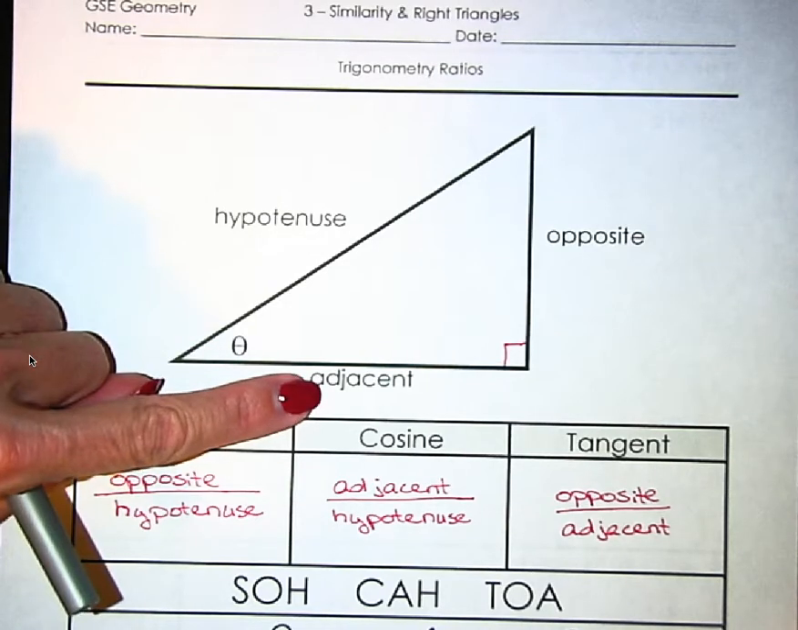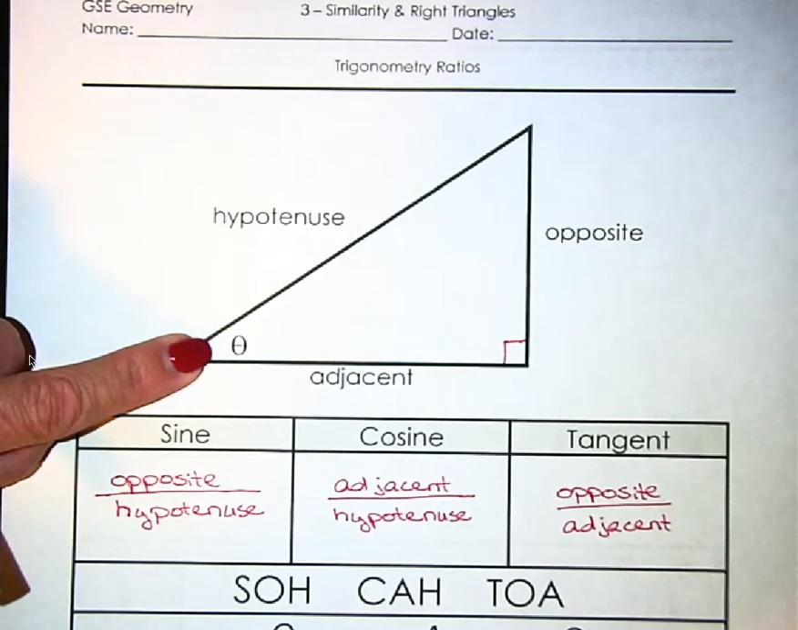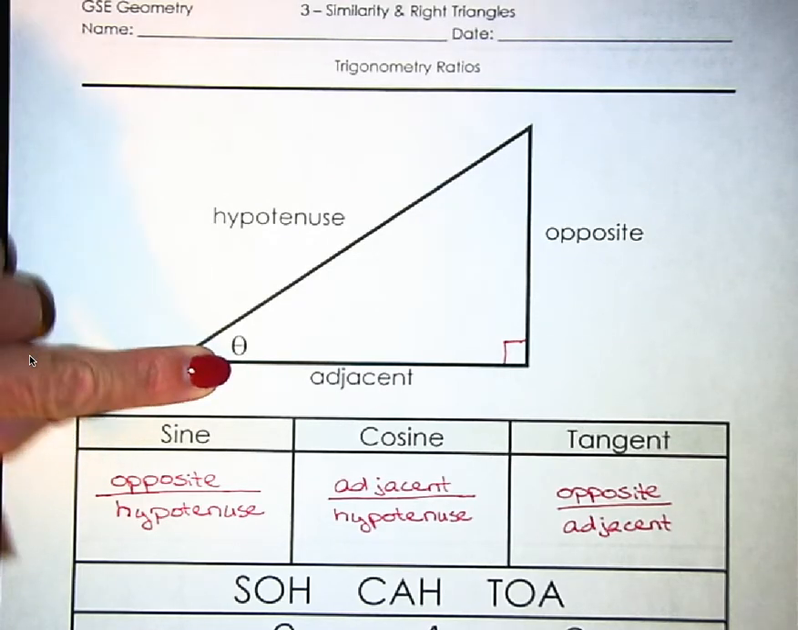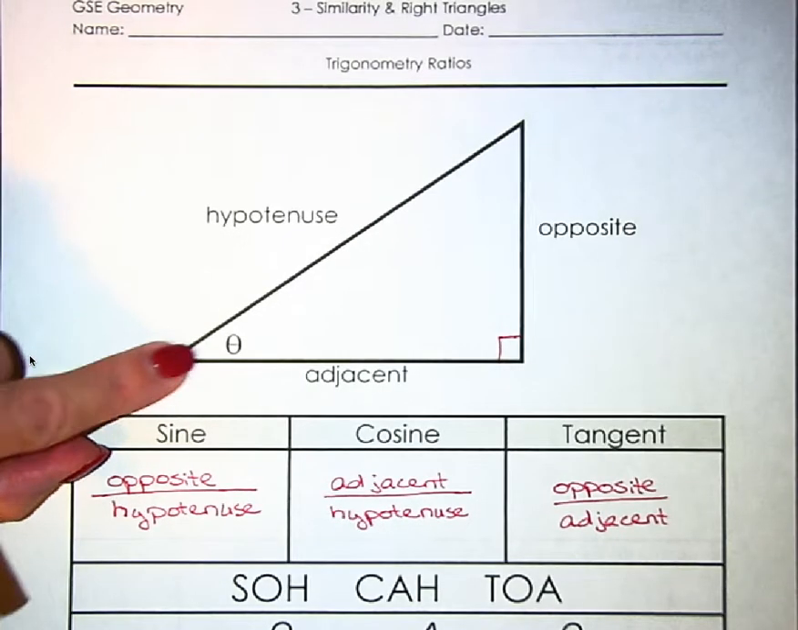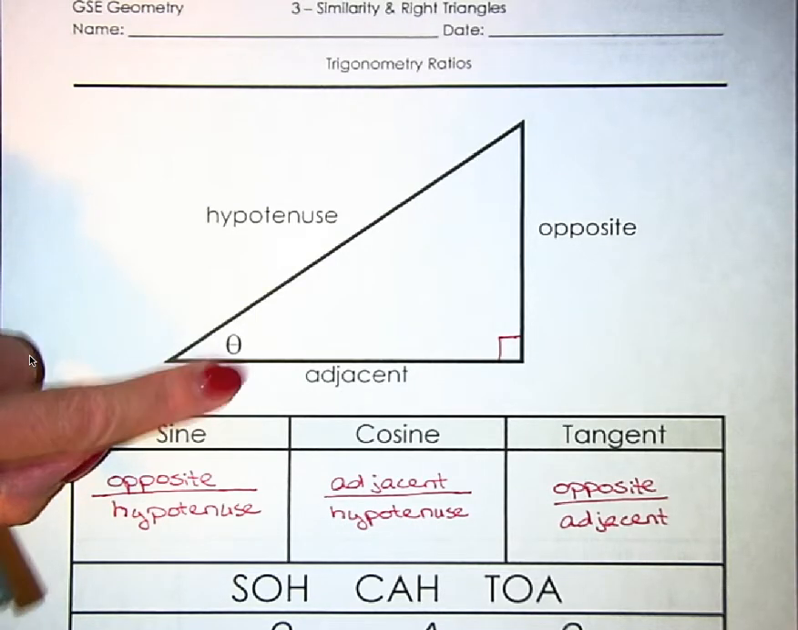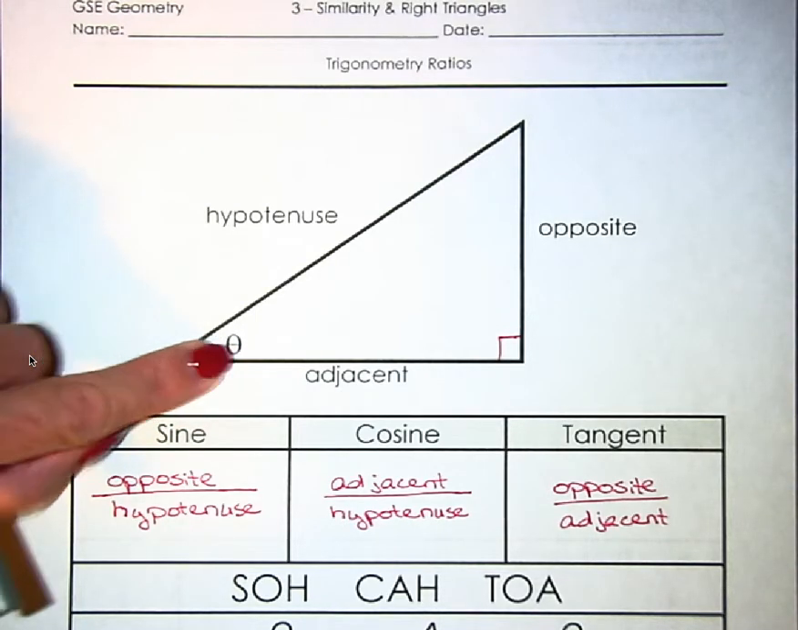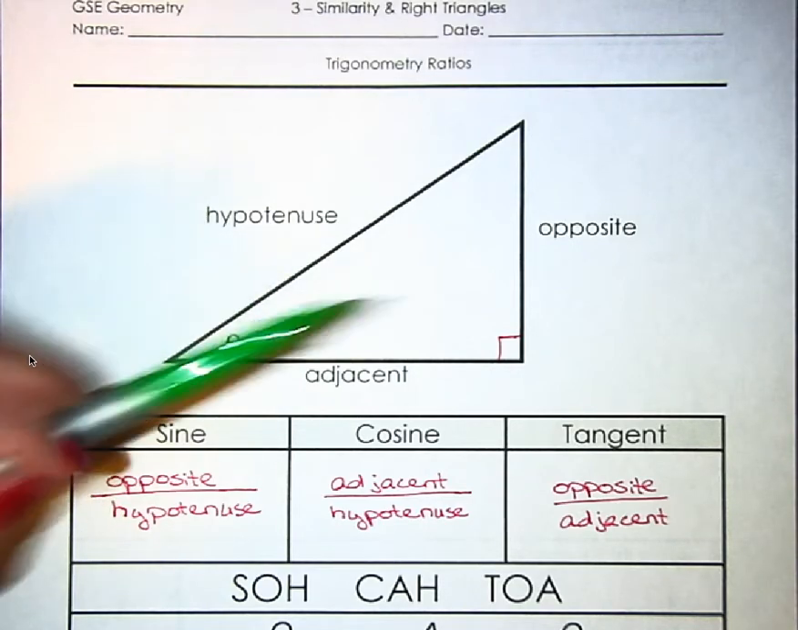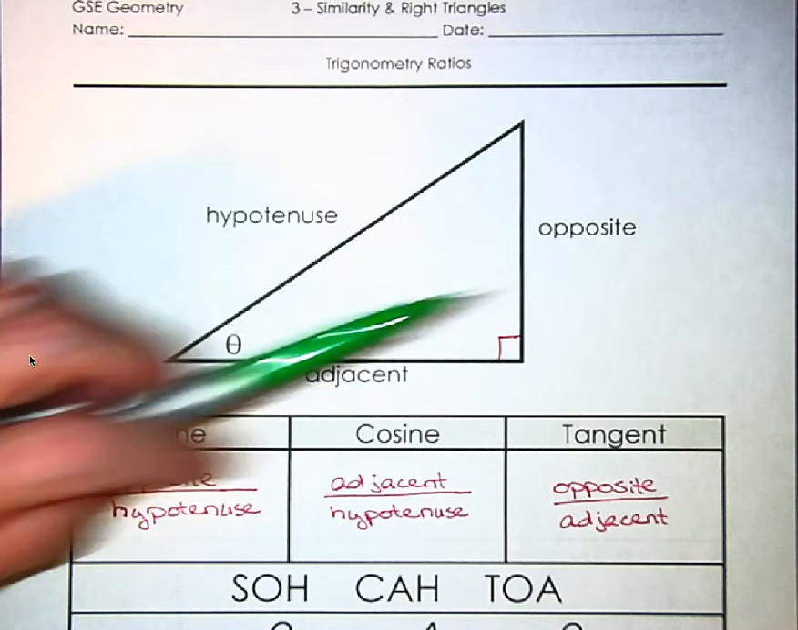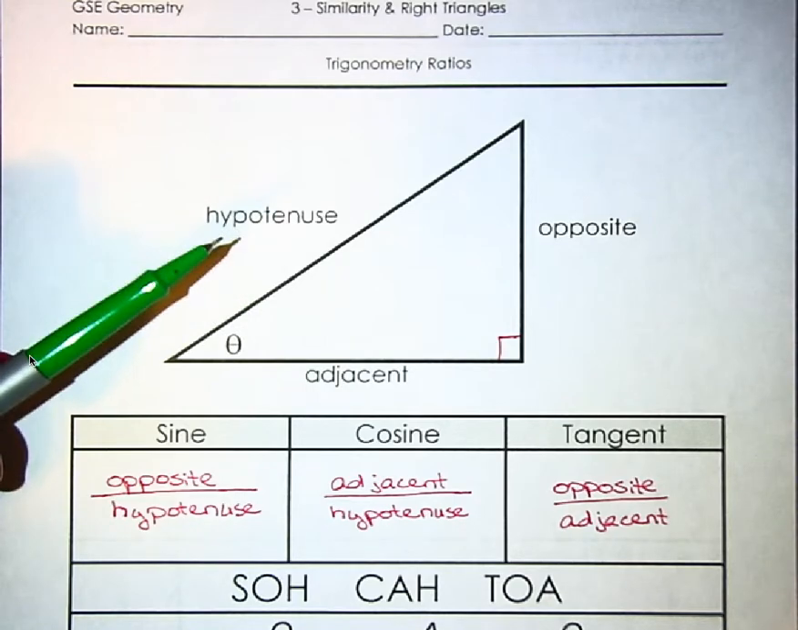Now the adjacent side is always the side that's left over. Adjacent means right next to. It's right next to your theta angle, and it helps create that angle. It's one of the sides of the angle, the non-hypotenuse side. So the first thing we're always going to do is we're going to label our sides: opposite, adjacent, and hypotenuse.